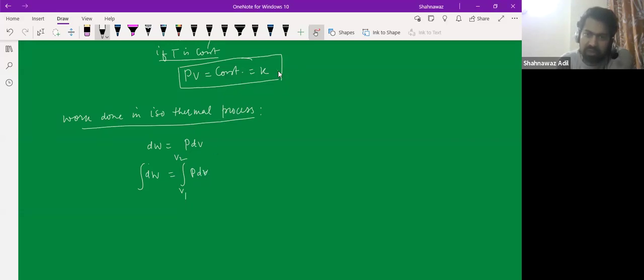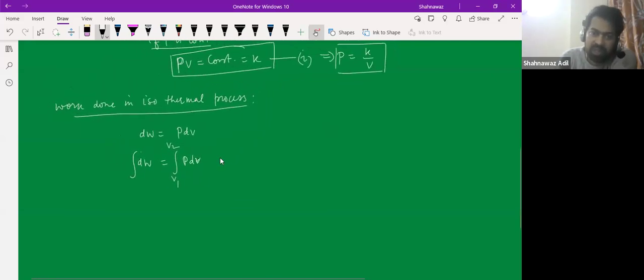Now you see that from where I can get this value of pressure in terms of volume. So let us go back to this part. Let's say this is the first equation. If we want to calculate pressure from this one, what would be pressure? From here, pressure is K by V, right? Yes, sir. So this is K by V. Then we can put this value in here.